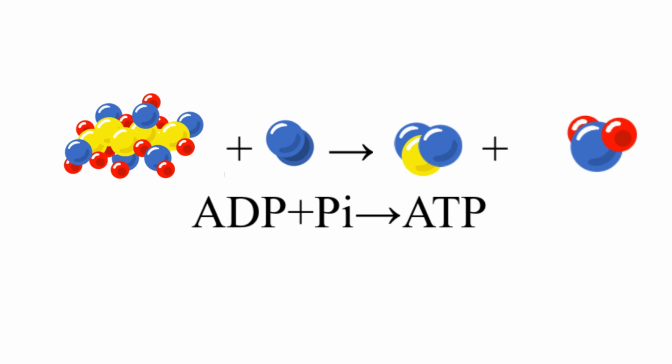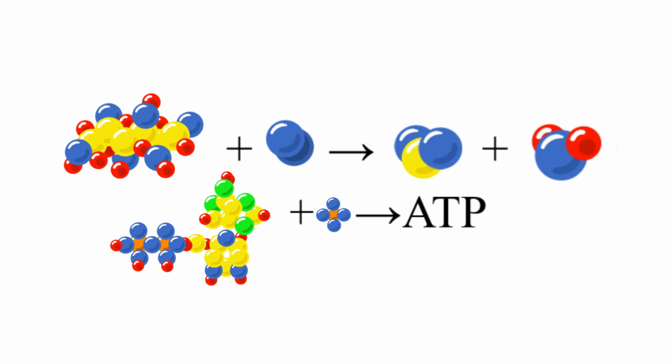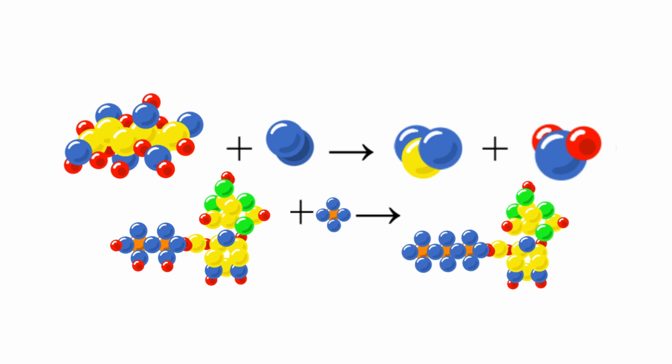This process releases energy. 60% of this energy will later be used to fuel the second equation, turning an ADP and a phosphate group into an ATP molecule. This is a synthesis reaction.